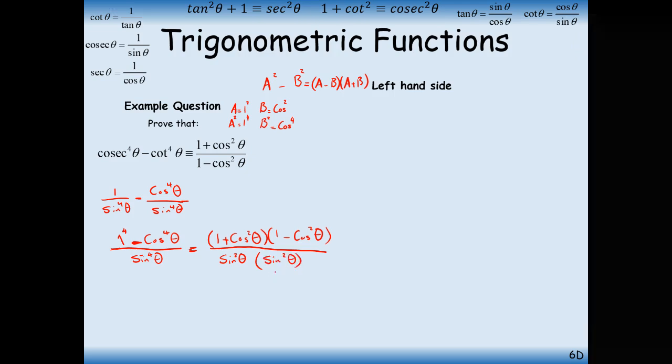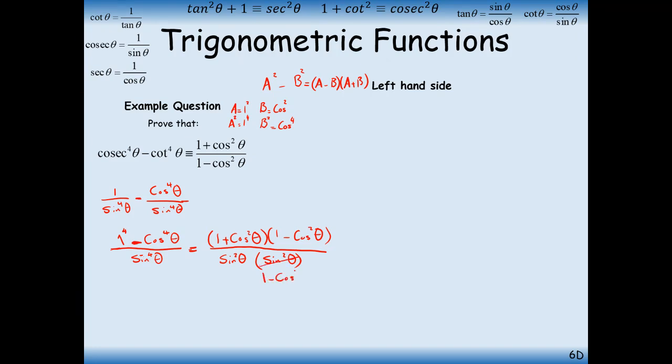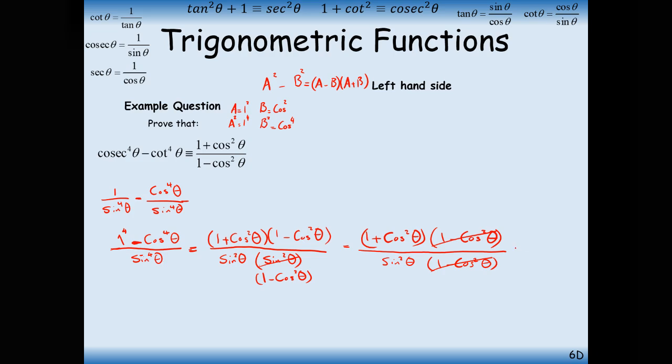So this sine square in the bracket can be written as 1 minus cos square of theta, and because we have that in the numerator, it's better to have written that one more time. 1 plus cos square theta, 1 minus cos square theta, all over sine square theta, 1 minus cos square theta, to show that these two brackets cancel each other out.